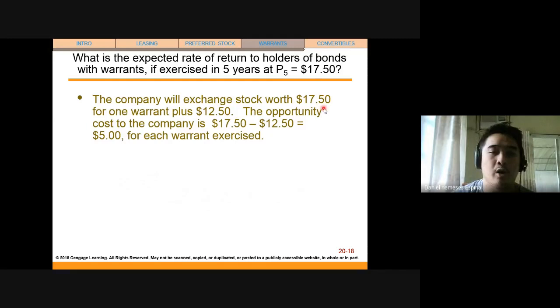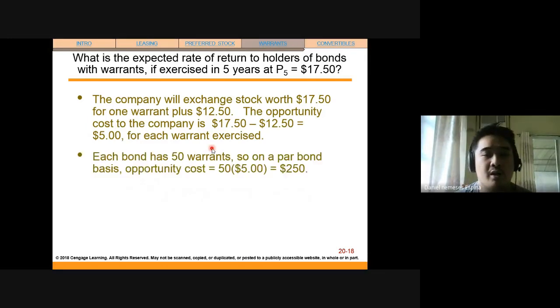So in the future, we can buy shares at 12.50. If the market price is now 17.50, and the exercise price is 12.50, the business or the entity will have an opportunity cost of $5. The price is fixed, but in the market it can actually be sold at 17.50. But since the investors have warrants, they can use them to buy the shares.